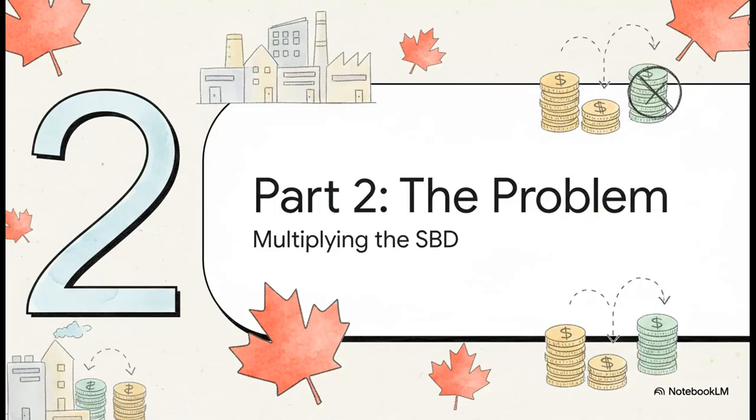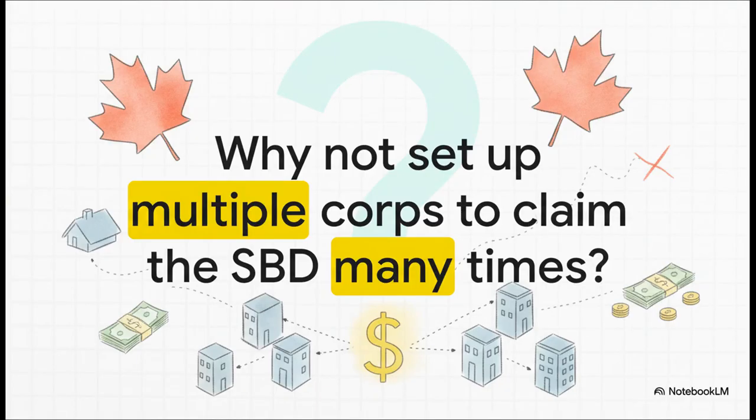Okay, on to part two. So whenever you have something that valuable in the tax system, what happens? People get creative. And that creativity created a bit of a problem that the government had to step in and solve. Which leads you to this very logical, kind of sneaky question, right? If one SBD is so great, why not get more of them? Why not just set up a bunch of companies?